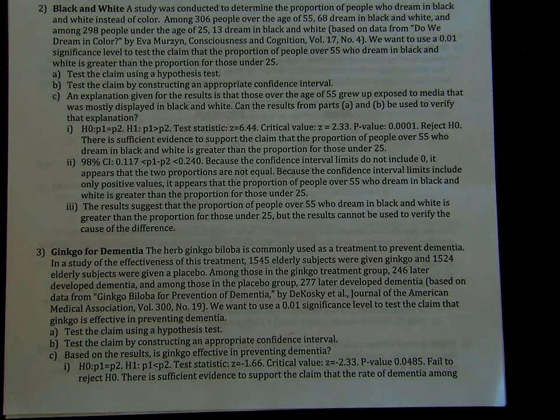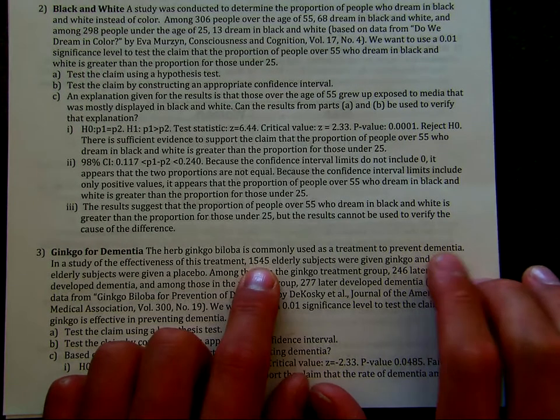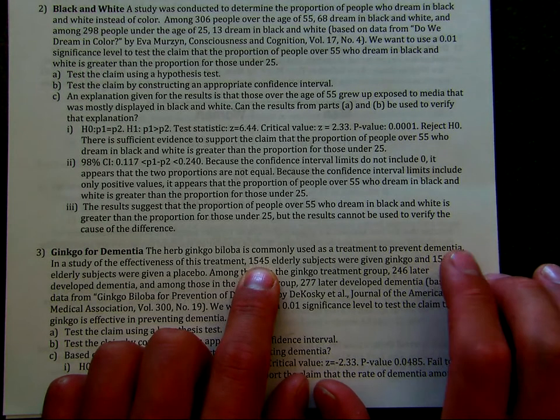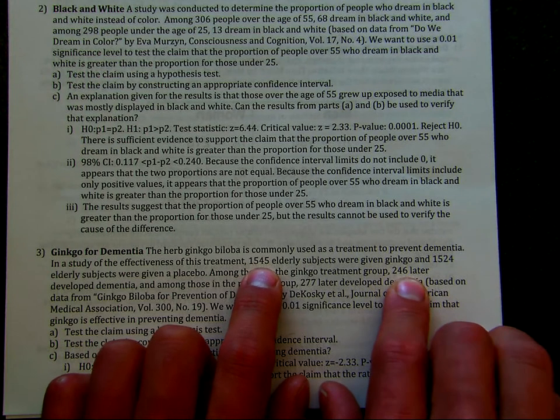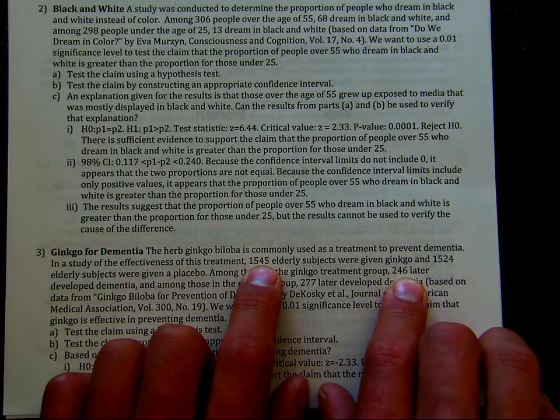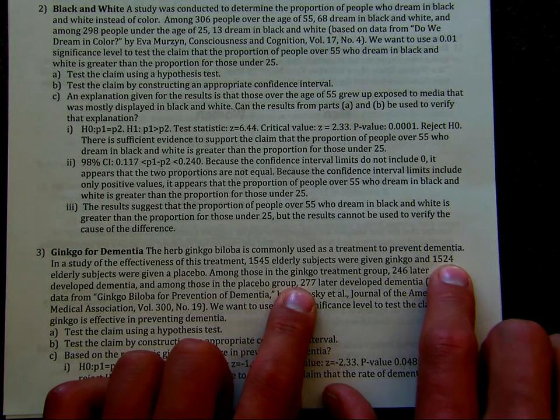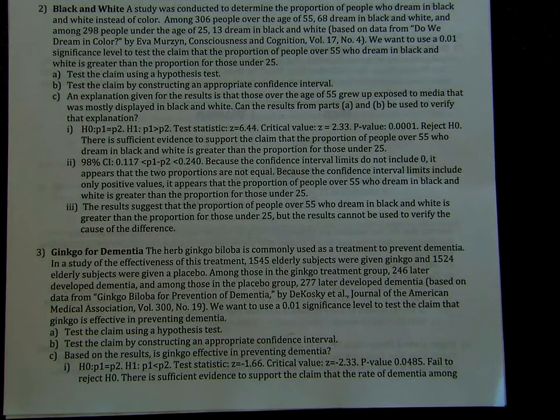Okay, so right off the bat, we need to figure out, are we talking about proportions? Are we talking about means? Hopefully you've picked up that we have proportions. So this 246 divided by this will give you your P1 hat, and this divided by this will give you your P2 hat. So you want to be able to identify all the X1s, X2s, N1, N2, and then be able to do P1 hat and P2 hat.